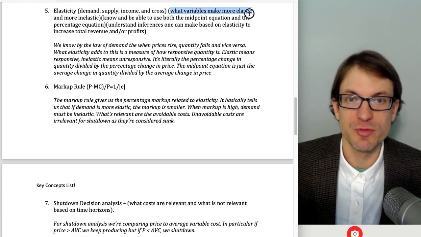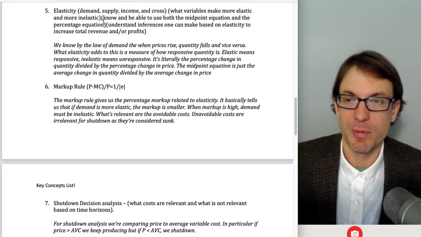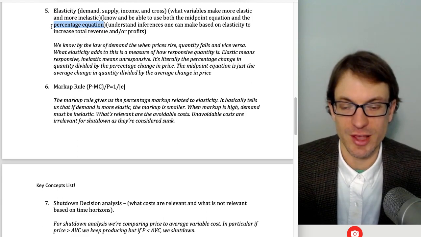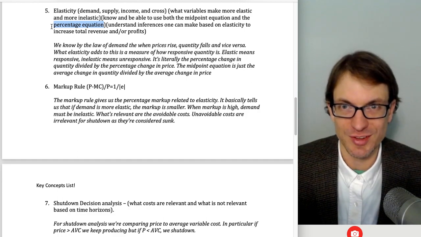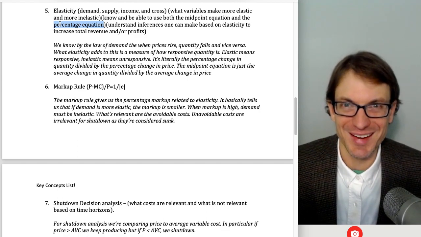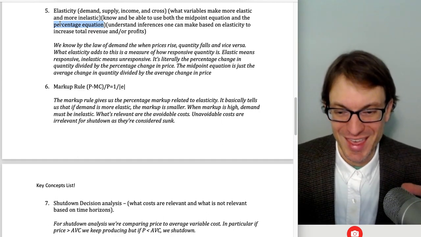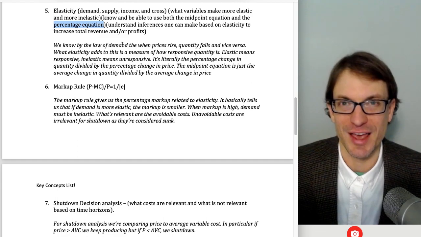So what variables make demand more elastic and more inelastic? You should know how to use both the midpoint equation and the percentage equation. The percentage equation is just literally applying the definition. Price elasticity of demand is the percentage change in quantity divided by the percentage change in price. If the price of gas rose by 10% and the quantity demanded of gas fell by 50%, you divide minus 50 by positive 10, which is minus 5. Then the price elasticity of demand would be minus 5.